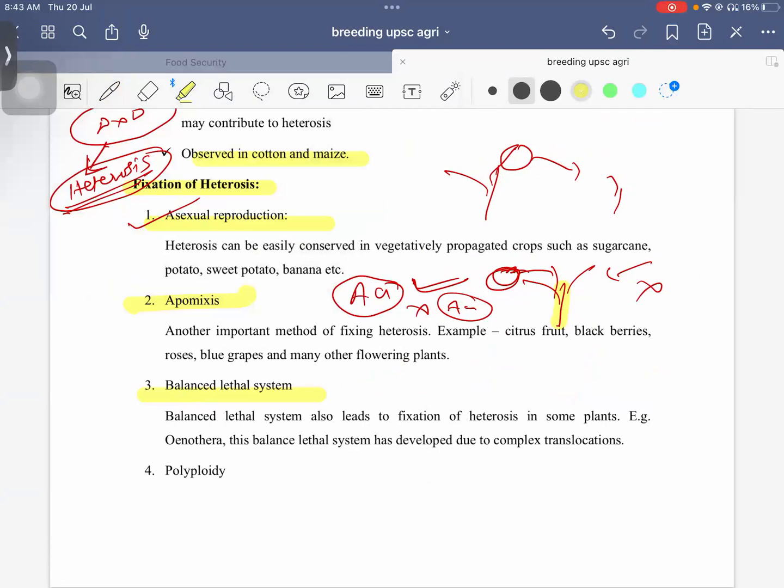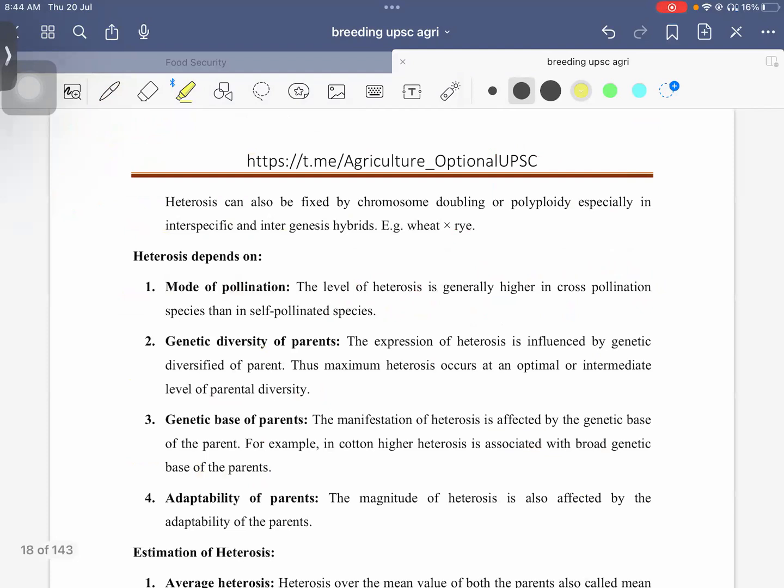This is a bit complicated, involving complex translocation. We can conserve heterosis. Fourth is polyploidy. In case of polyploidy also, there is chromosome doubling, like in case of wheat into rye. By this also we can fix heterosis.